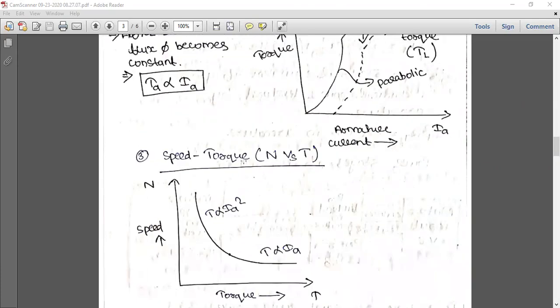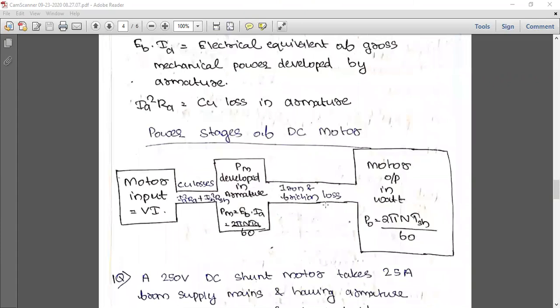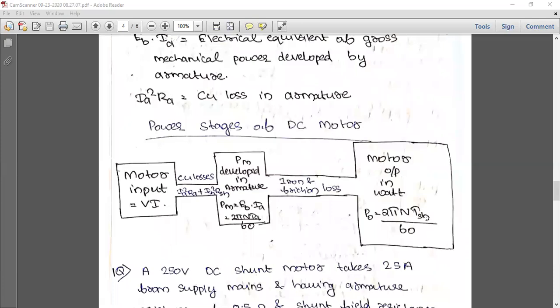For that we should subtract the iron and friction losses from the armature winding, the armature torque. So the output is 2 pi N TSH by 60.